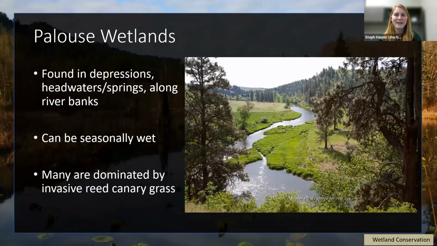And unfortunately here, we do have a lot of wetlands that are dominated by the invasive reed canary grass, which creates a monoculture and doesn't have quite that diversity in vegetation that we like to see. So just a little tidbit on our Palouse wetlands and where they're located on our landscape.